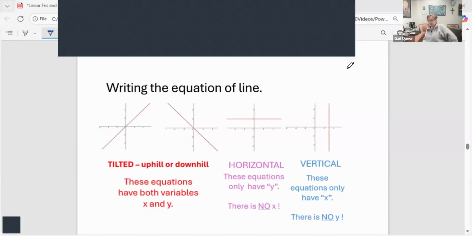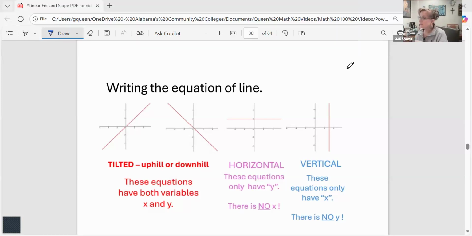Hi, everyone. All right, this is video number 3, writing the equation of a line. Okay, so we know how to look at an equation and tell if we have a tilted, horizontal, or vertical line. We understand now what slope means. For uphill lines, the slope is positive. Downhill lines, the slope is negative. Horizontal lines, the slope is 0. Vertical lines, the slope is undefined. We know how to calculate the slope using the slope formula.